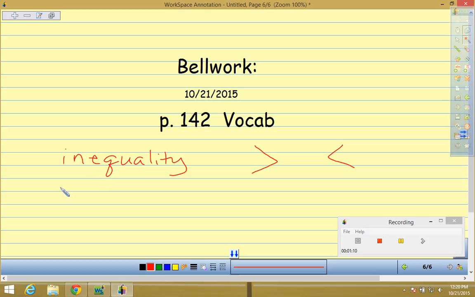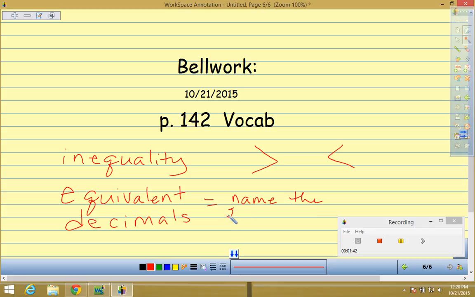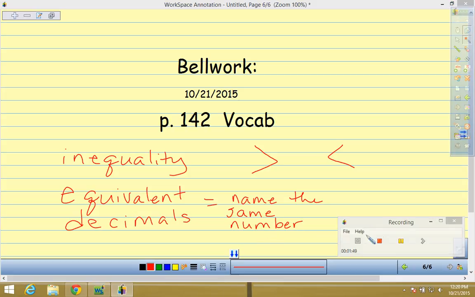Okay, the second term that we defined today was equivalent decimals. Equivalent decimals. What does this phrase mean? Chase: It is decimals that name the same number. Okay, they name the same number. Good. All right.